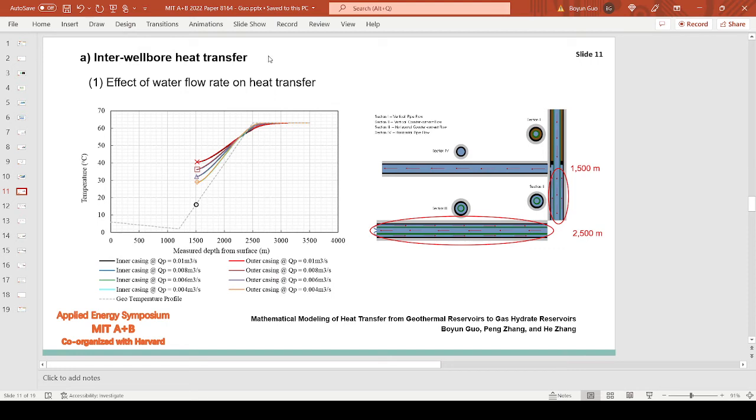We use the model to investigate the effects of several parameters. One of them is the water flow rate. The effect of water flow rate on heat transfer is plotted in this graph.